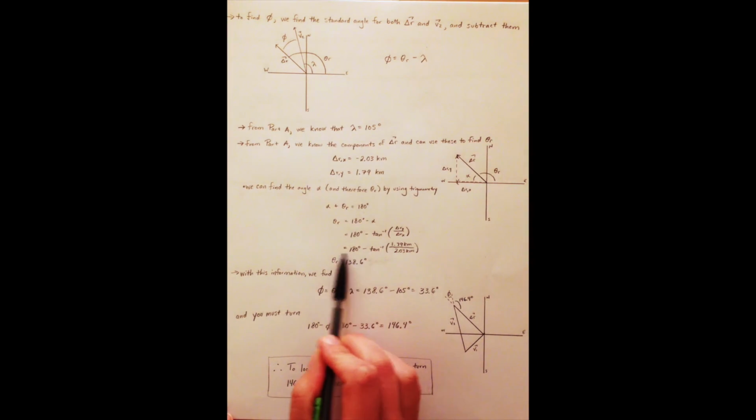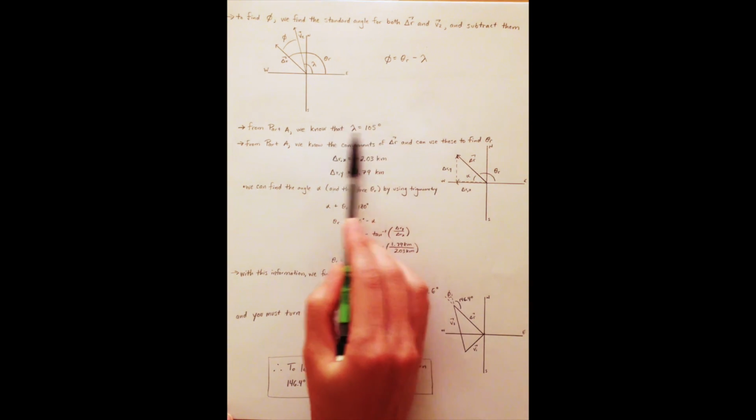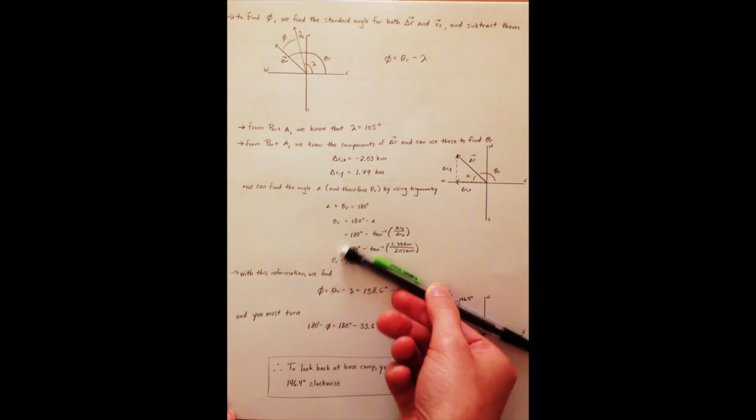Now that we know the values for theta r and lambda, we can perform this subtraction to find the value for the angle phi. We do so here and find that the angle phi is equal to 33.6 degrees. If this angle phi is 33.6 degrees, the value by which we must turn is 180 degrees minus this value 33.6. So we find that to look back at the base camp, we must turn an angle 146.4 degrees clockwise.